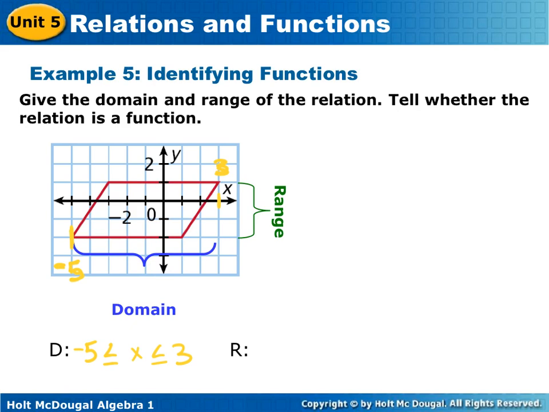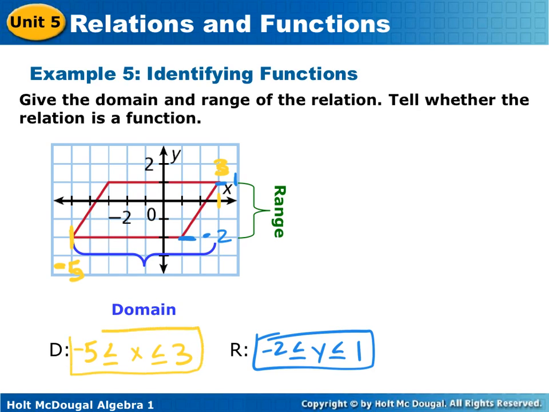All right, then you've got to do the same thing for your y values. Well, what's this lowest point over here? -2. What's this highest point? 1. So again, you're going to end up with -2 is less than or equal to y, which is less than or equal to 1. Those two, once again, are your domain and your range.